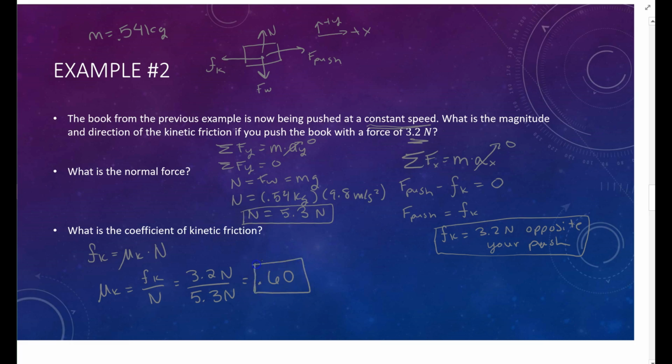Does anyone remember what the coefficient of static friction was? Look back in your notes. 0.8, right? So notice the static friction was 0.8, but our kinetic friction was 0.6. So we do see that value being smaller. Any questions about example 2? We're good? Is anyone still copying?